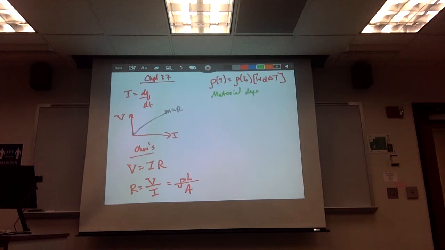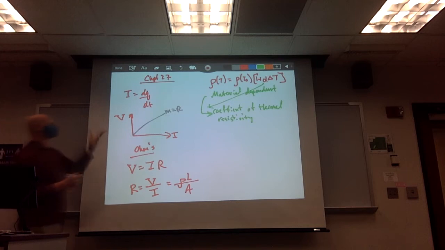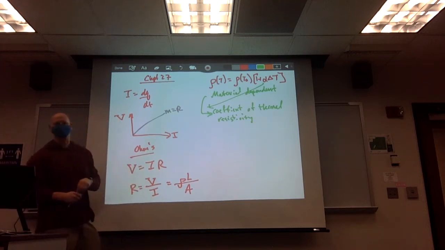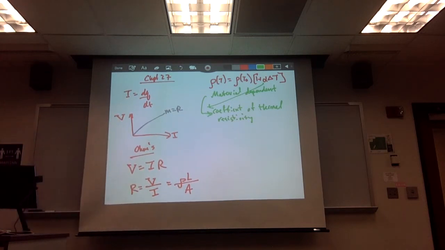What's the alpha? The alpha is the coefficient of thermal resistivity. So this is also material dependent, and it exists within a certain range of temperatures, but again, this is just constant. So this is just something you would look up or I'd have to give it to you. Okay. So that's that guy. So what else did we talk about?